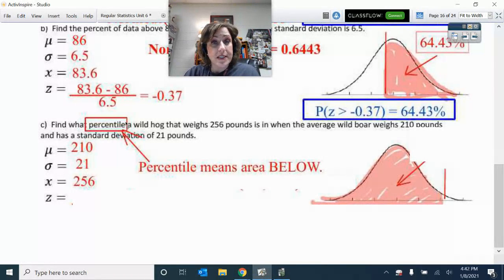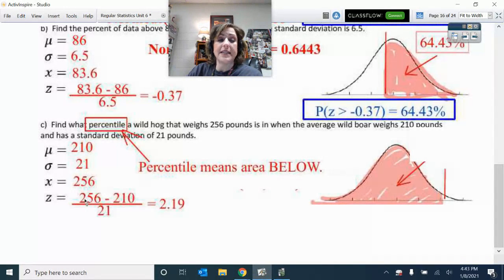All right, and then the last one asked for a percentile. I didn't ask you what's the area below. I asked you what's the percentile. So that means that is the area below, okay, to tell what percentile you are in. What's the percentile for a wild hog? That is 256. If the mean is 210 and the standard deviation is 21, so the percentile means area below. So let's find that z-score of x minus the mean over the standard deviation is 2.19.